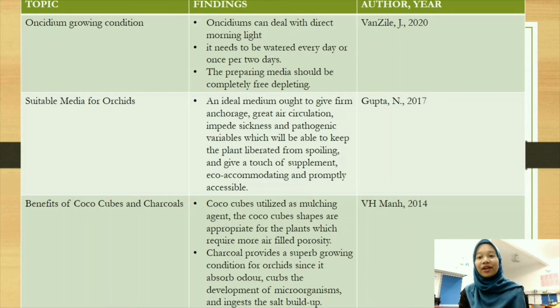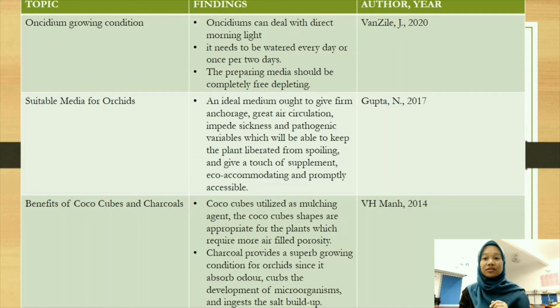Next is suitable media for orchids. Gupta found that an ideal medium ought to give firm anchorage, good air circulation, inherent sweetness, and photogenic variable which will be able to keep the plant liberated from spoiling and give a touch of supplement, eco-accommodating and promptly accessible.